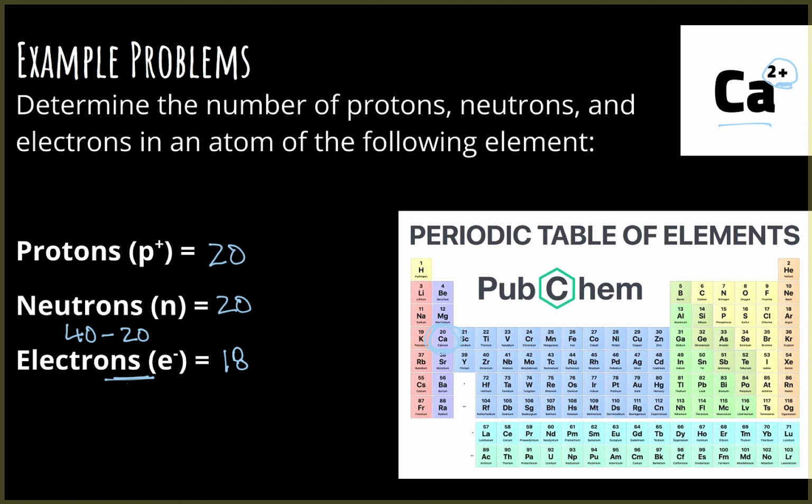When you add those protons and neutrons together, that should give you the overall charge. So if I have 20 positive charge and I have 18 negative charge, that gives me a plus 2 charge overall, which is what this number is up here. So basically, if you have a positively charged ion, you're going to subtract that many electrons from the protons. If you have a negatively charged ion, you're going to add that many electrons to the number of protons to get your total number of electrons.